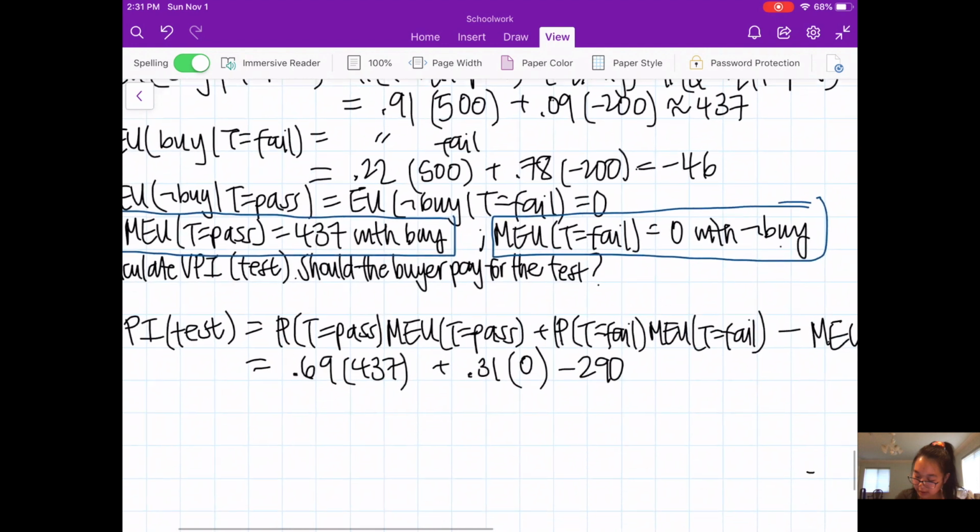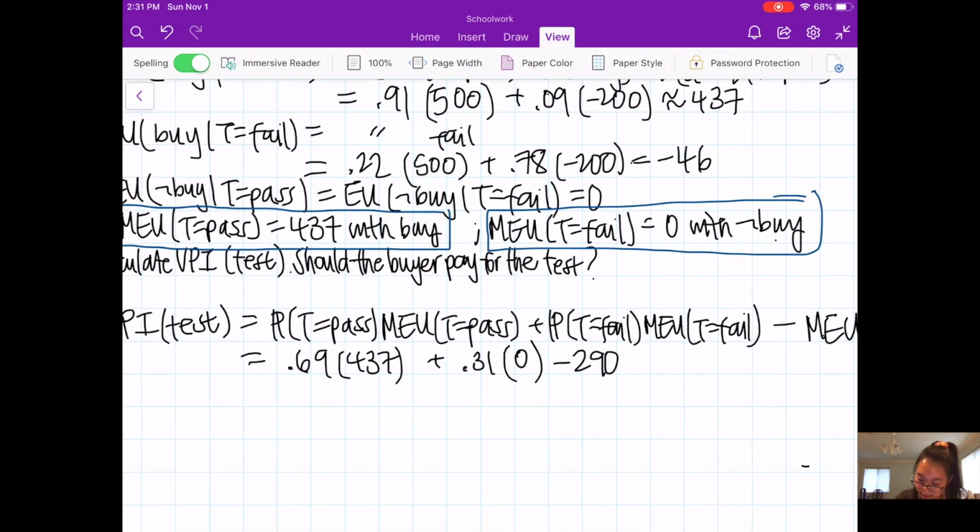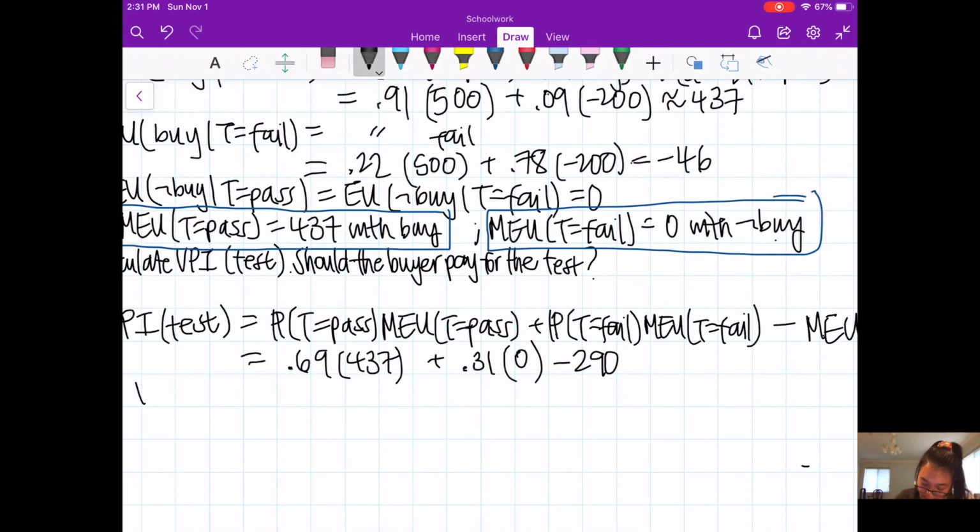And then if we simplify this out, we can get that the VPI of the test is equal to about 11.53. So essentially, getting this new information helps us for about $11.53 worth, that type of idea.